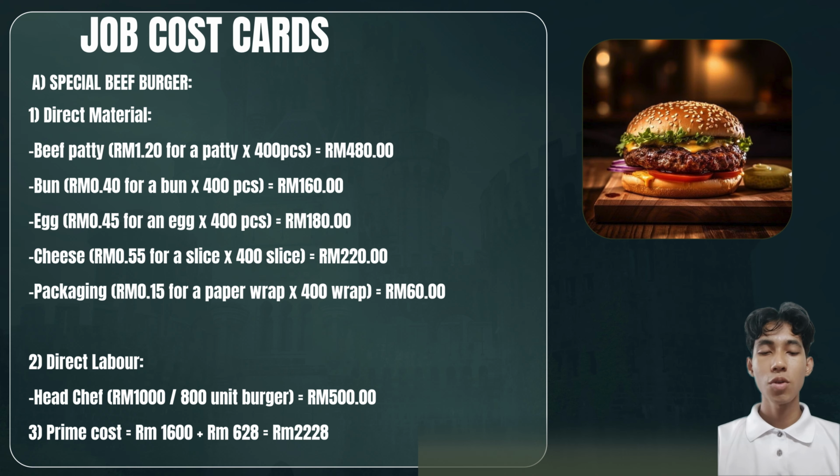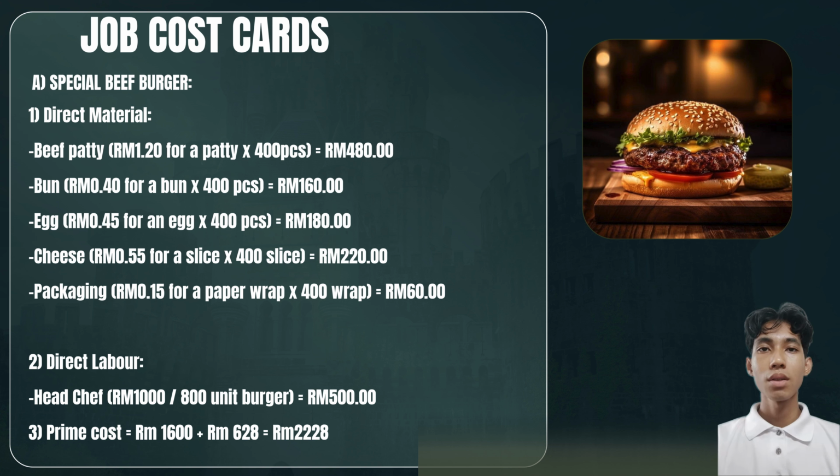To calculate the job cost card, we must find the prime cost and total overhead. For the first one, we must find the direct material. For the direct material, we have beef patty. One piece is RM1.20 and we times it with 400, equal to 480 ringgit. For the bun, one piece is 40 cents times 400, we got 160 ringgit.